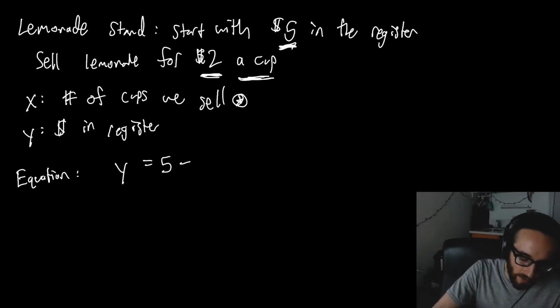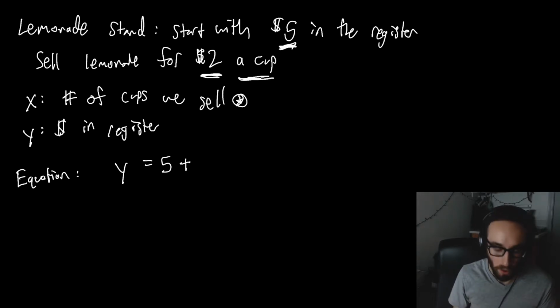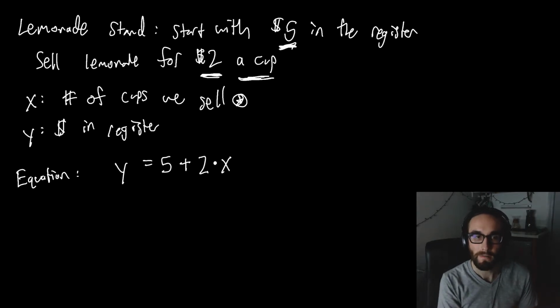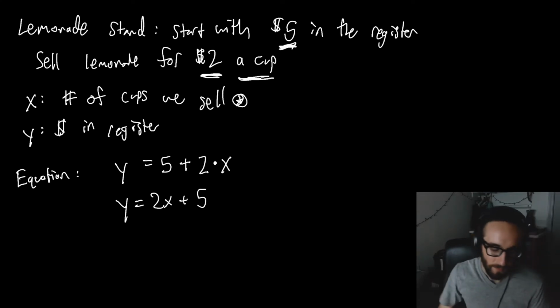And then every time we sell a cup of lemonade, we're going to be adding $2. So we're going to be adding on $2 times the number of cups that we sell. So 5 plus 2x would be our equation. Another way to write this is 2x plus 5.